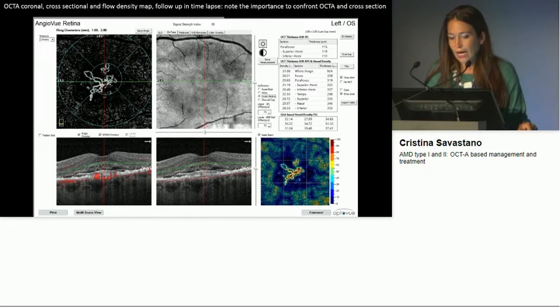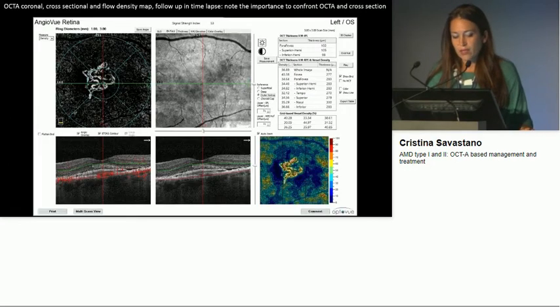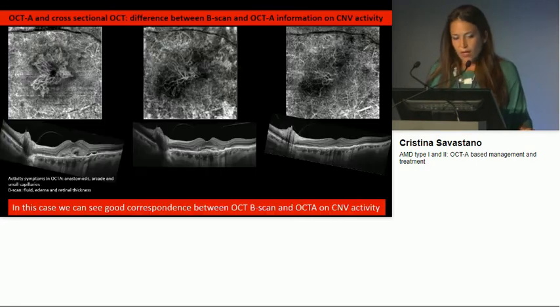Here there is a time lapse in which we compare the OCT angiography evolution during the follow-up of patients that are always comparable in cross B scan here, and even the flow density analysis that sometimes give us important references during the follow-up in our patients. OCT angiography and cross-sectional are always compared with each other, and sometimes, like in these cases, we have a good correspondence between these two images.